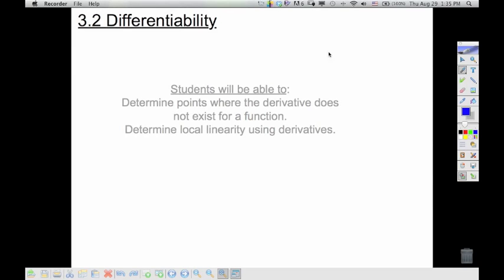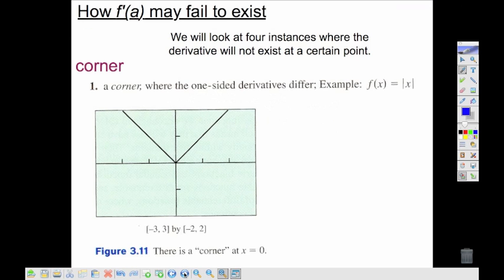If we can find the derivative of a function, we say that it is differentiable. In this lesson, we're going to look at how we determine points where the derivative might not exist for a function. And we're also going to look at something called local linearity using derivatives. So first of all, we want to look at how the derivative might fail to exist.